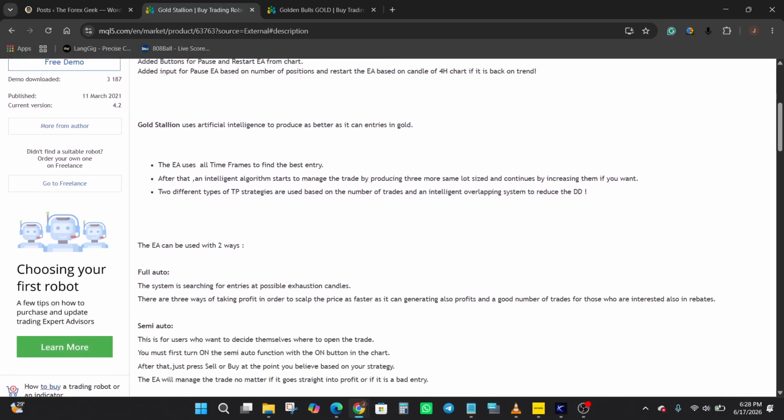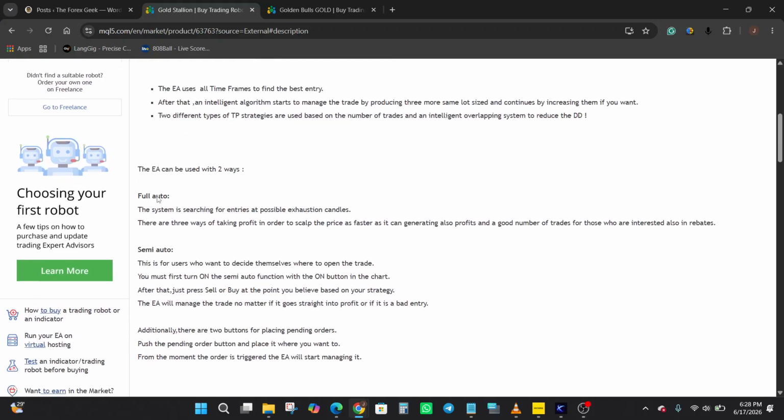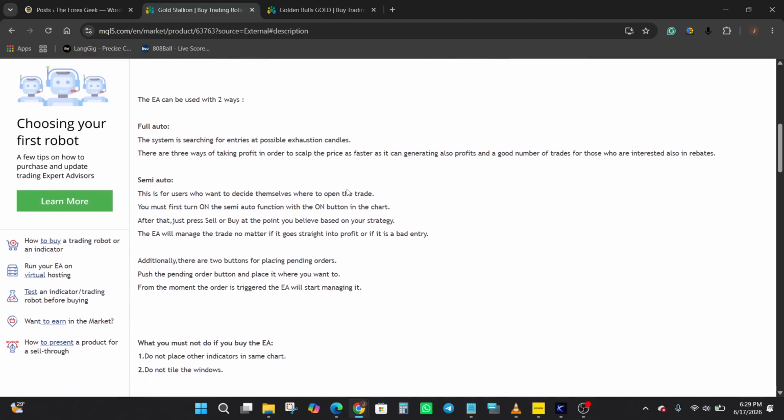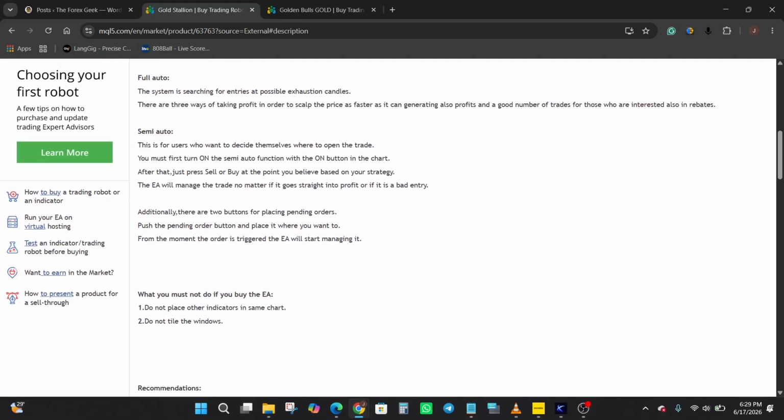Now, looking at how the EA operates, there are two available modes. The first is full auto mode, where the system searches for potential exhaustion candle entries on its own. The second is semi-auto mode, which allows traders to manually decide where to enter a buy or sell position while letting the EA handle trade management afterward. Another feature available is the ability to place pending orders directly from the chart. Once those pending orders are triggered, the EA begins managing the position automatically.